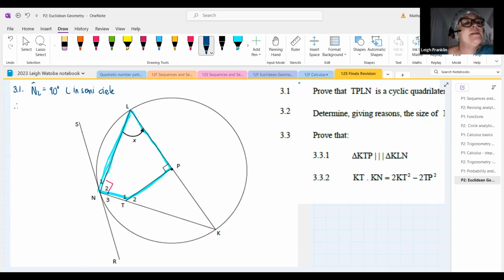And then we're going to say, no, not therefore. We're going to say P equals 90. So LPT, let's call it that, and that was given to us. So therefore, when we add N2 and LPT, we get 180. So therefore, the quad is cyclic.